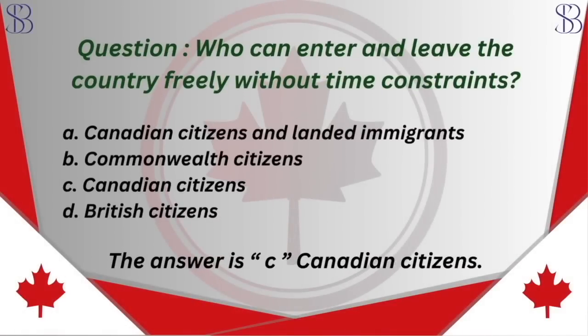Question. Who can enter and leave the country freely without time constraints? A. Canadian citizens and landed immigrants, B. Commonwealth citizens, C. Canadian citizens, D. British citizens. The answer is C. Canadian citizens.